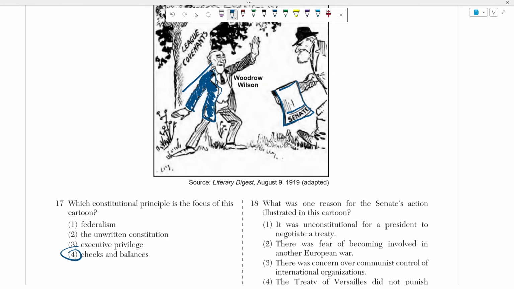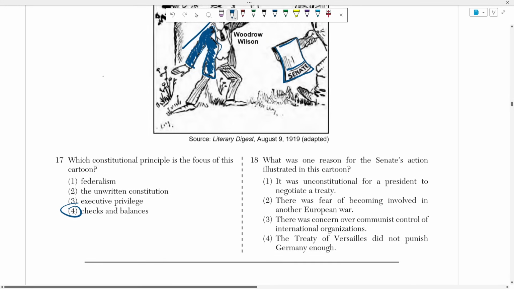So 18 asks us, what was one reason for the Senate's action illustrated in the cartoon, right? And that's because there was fear of becoming involved in another European war. At the end of the First World War, America decided to kind of withdraw or step back from the rest of Europe. They had a very strong economy, and they did not want to engage in another war. They didn't want to engage in more European affairs that would drive them to more wars that would kill a bunch of Americans. America wanted to be its own independent and free agent, right?